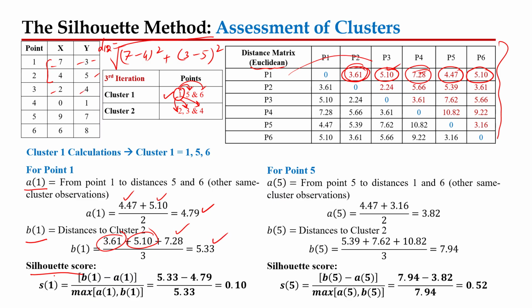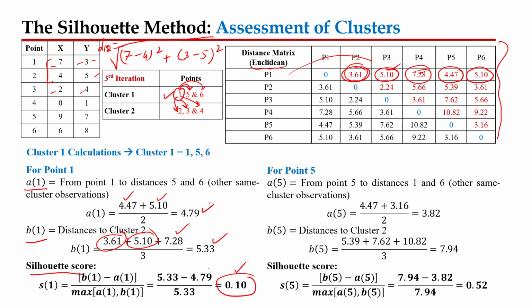Now if we put this into the silhouette score formula, S1 is B1 minus A1 divided by the maximum of the two, and we get the value 0.10, which is positive. This indicates that observation 1 lies within its own cluster, which is cluster 1, but it is quite a weak score. We will talk about that later in a minute.